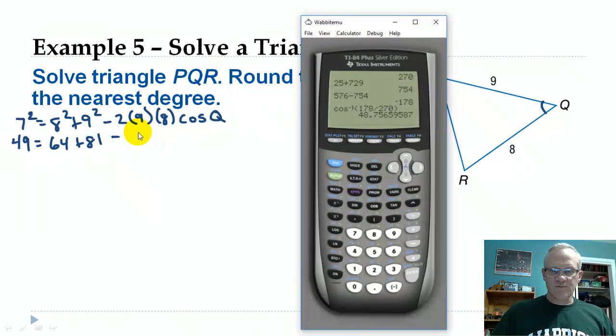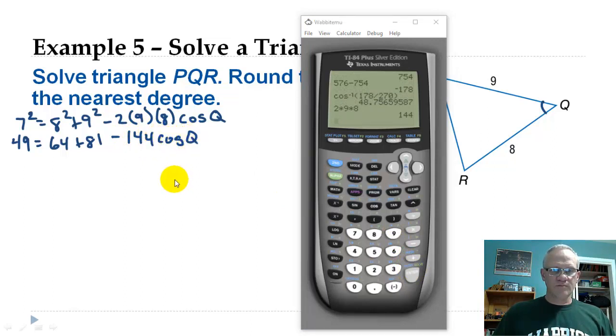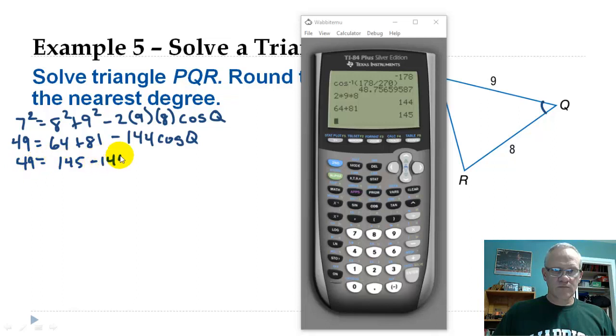It's late, I'm going to just go ahead and type this in, make sure. 2 times 9 times 8 is 144, cosine of Q. So let's add these two together. 64 plus 81 is 145. Again, don't be tempted to do 145 minus 144. They're separate, so leave them.